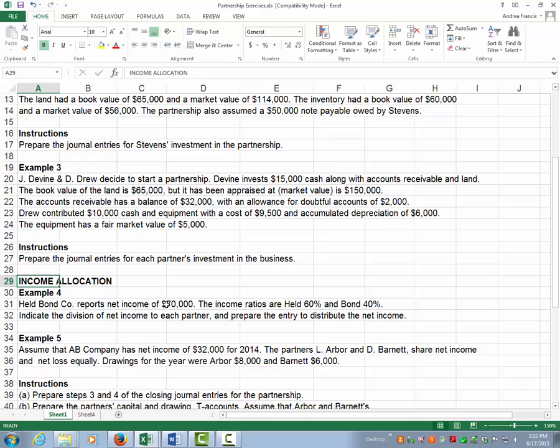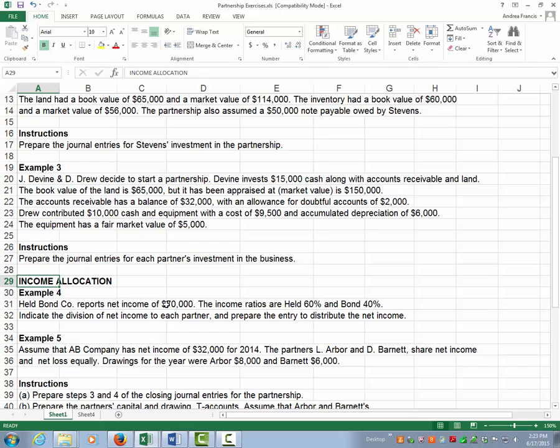Sometimes one partner is more active in the business than the other, or sometimes one partner is completely inactive and the other partner is responsible for day-to-day operations. And we may have more than two people, 3 or 4.